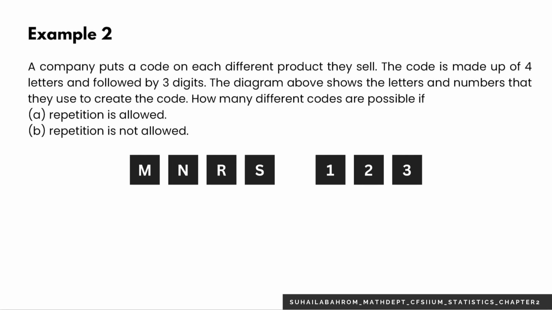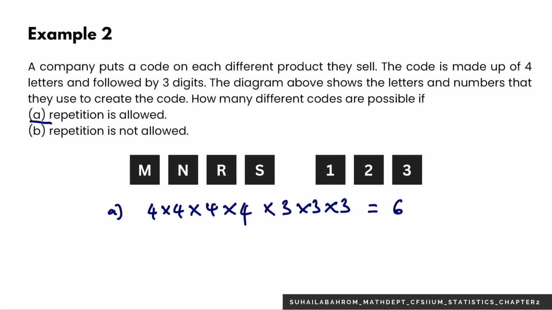So since we want to use all the letters, which is 4 letters, and we will use 3 digits, when the repetition is allowed, for the first part, 4 times 4 times 4 times 4 for the 4 letters, and times the 3 digits, 3 times 3 times 3, since the repetition is allowed. So the total number of outcomes we will get is 6912.